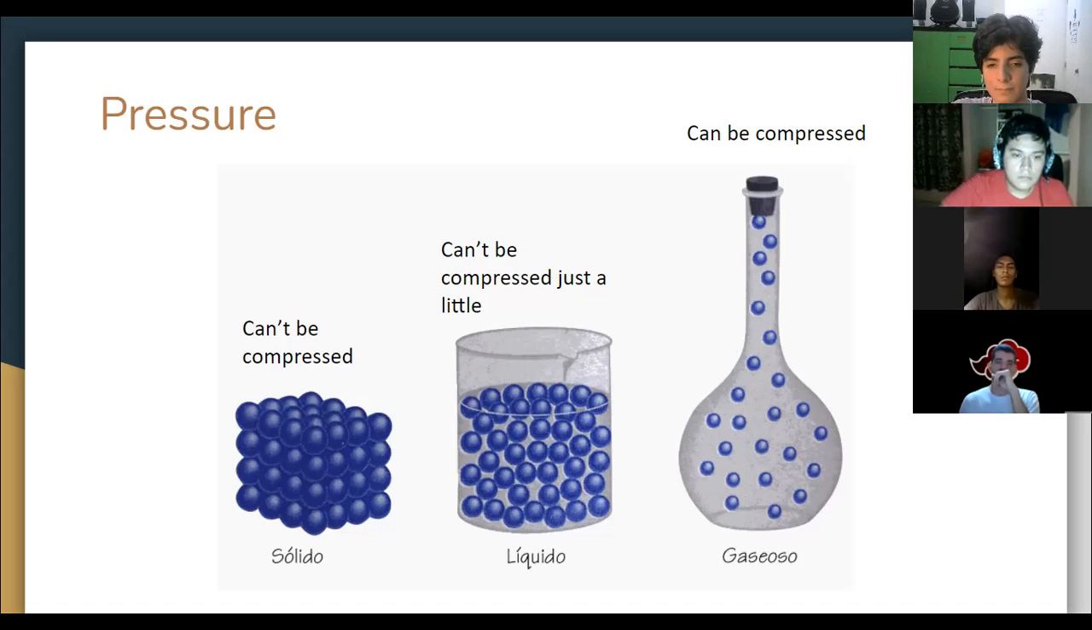In this example, a solid can be compressed. A liquid can also be compressed, only a little, but no more. A gas can be compressed.